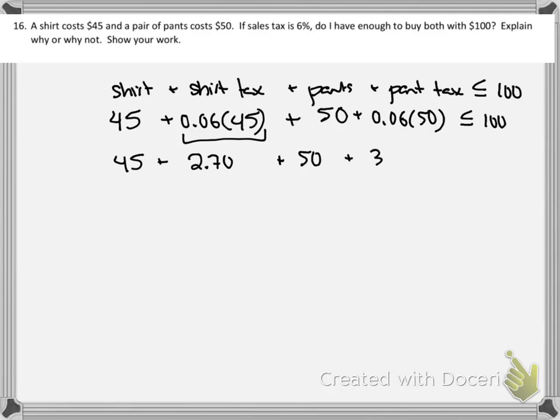And this is $3. Okay, so now all we have to do is add all this up. So let's see. 45 plus 270 plus 50 plus $3 is $100.70. So we're just 70 cents shy. So unfortunately, unless we have a friend who lets us borrow 70 cents, we cannot afford to buy the shirt and the pants and pay tax.